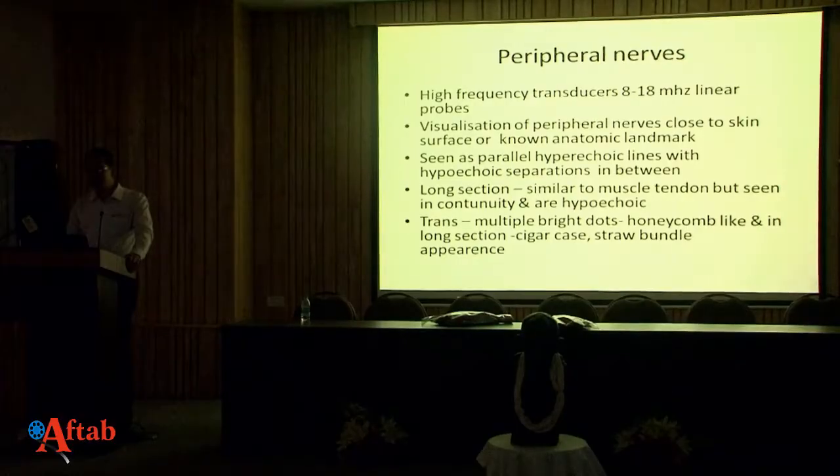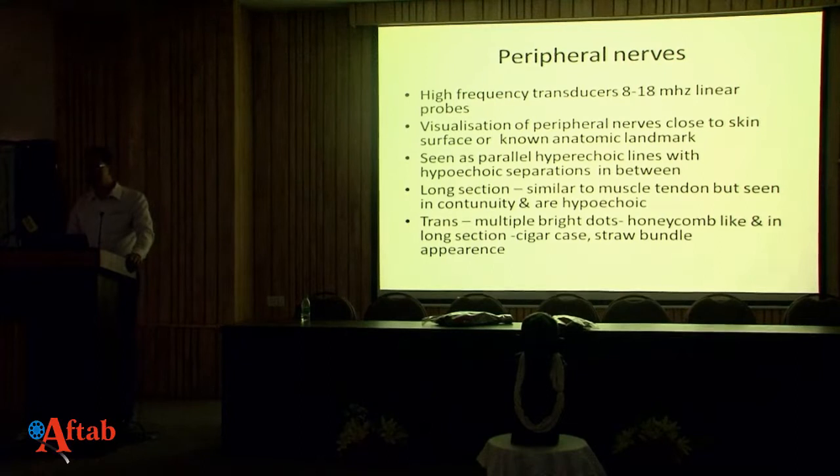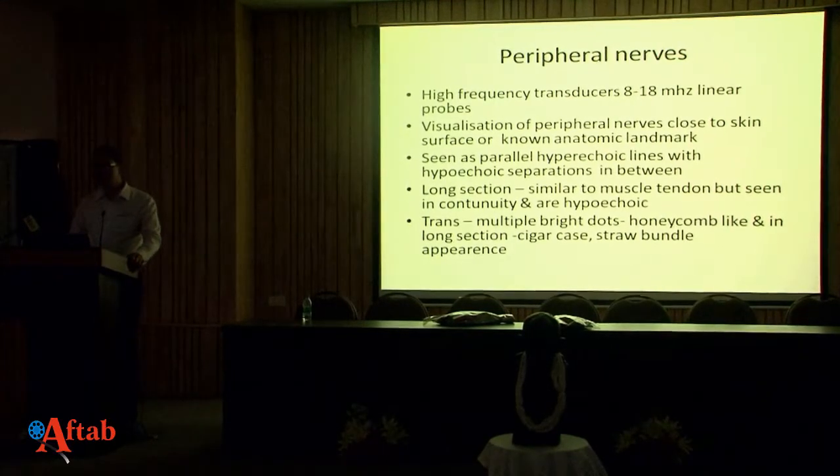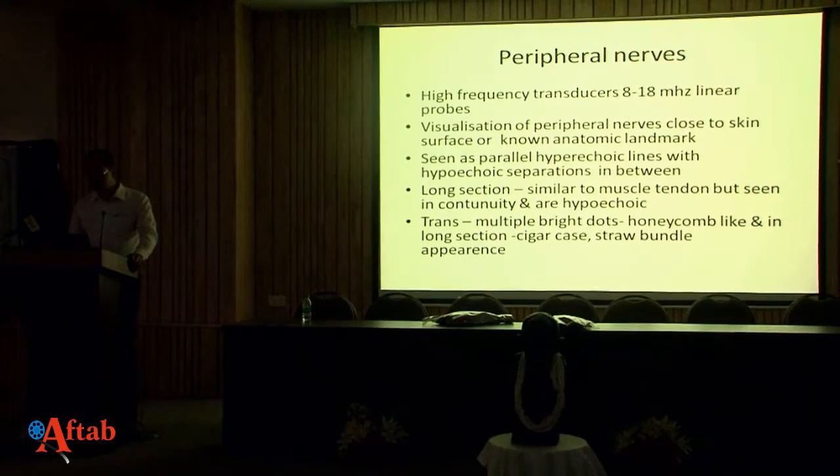And the ultrasound picture looks almost the same as the cross-sectional image. Peripheral nerves can now be imaged because of the newer ultrasound systems. We have 8 to 18 megahertz linear probes. The peripheral nerve to be visualized should be close to the skin surface or a known anatomic landmark, as Dr. Nidhi has shown. And they are seen as parallel hypoechoic lines with hyperechoic separations in between.